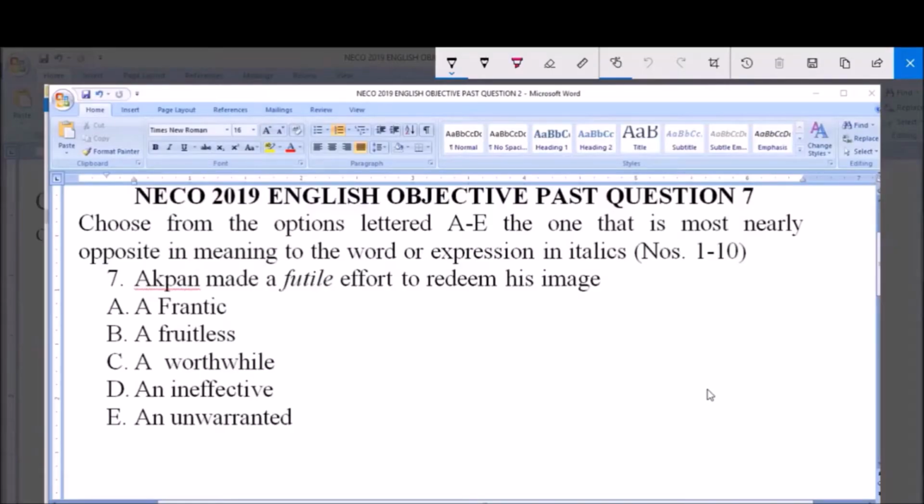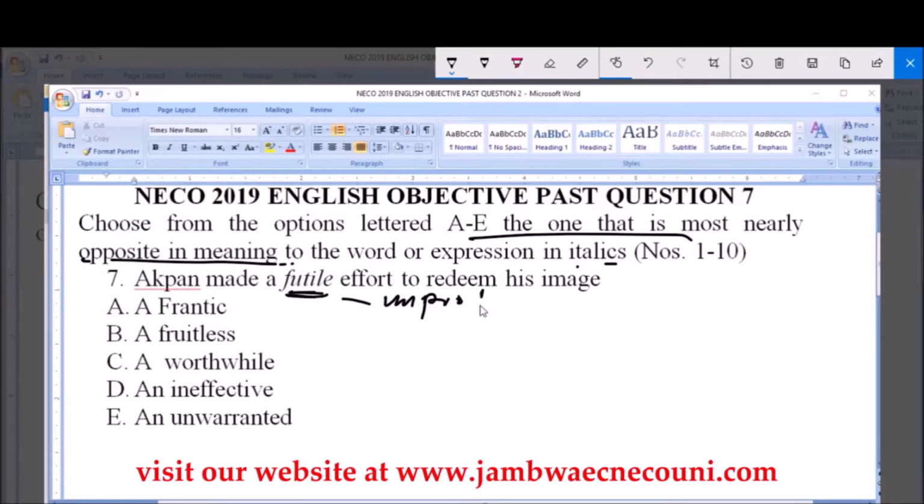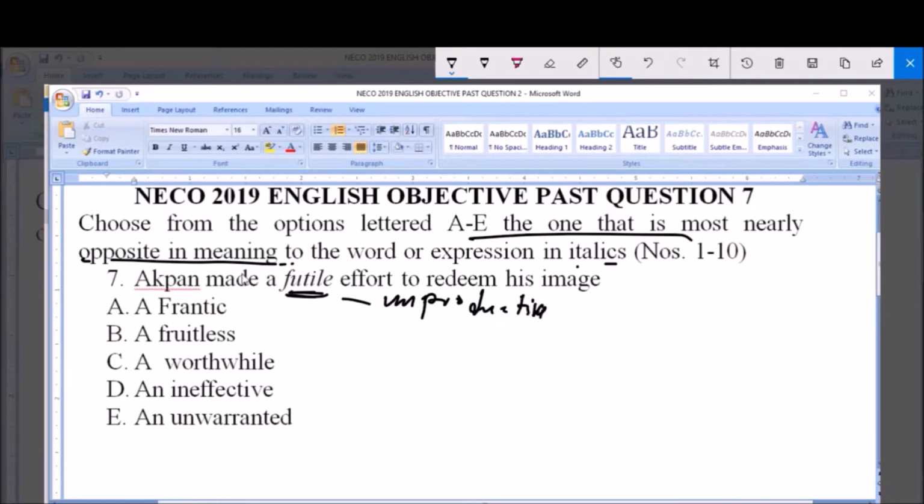Welcome. This is NECO year 2019 English objective past question number 7, and the instruction to this question says that we should choose the word that is almost opposite in meaning to the italicized word, and the italicized word is futile. When something is futile, it means unproductive. The sentence says: Akpan made a futile effort to redeem his image.